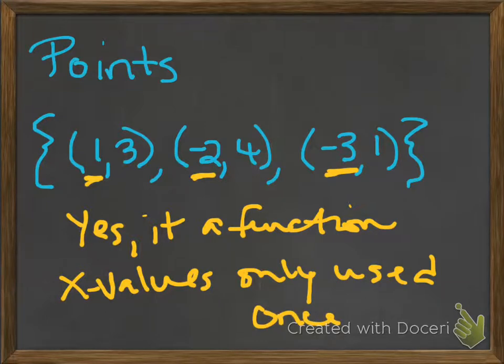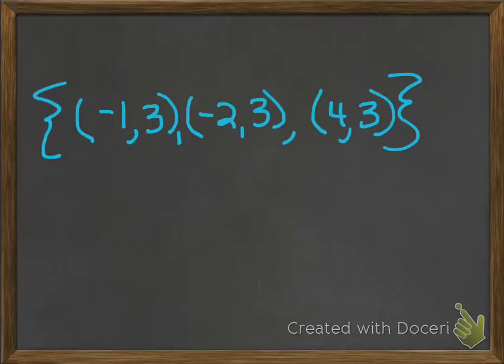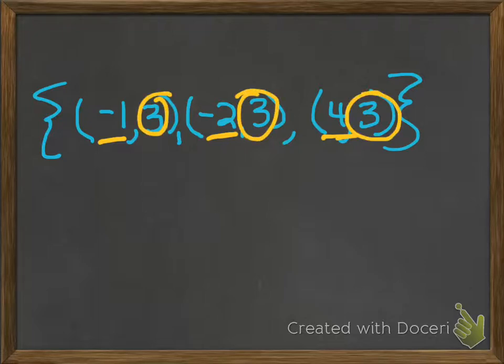Let's look at another one with points. Here we have another set of points. Again, we only care about your x values: -1, -2, -4. Are all the x values used one time? Yes. Now, if you notice, the y values are all 3s, but that doesn't matter. All we care about are the x values. So yes, it is a function.